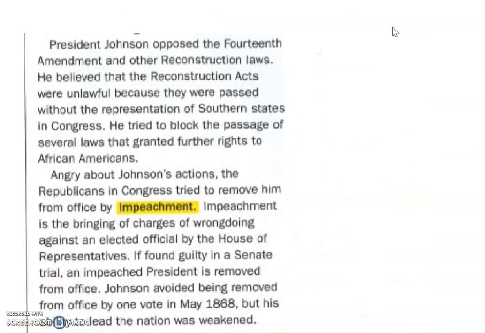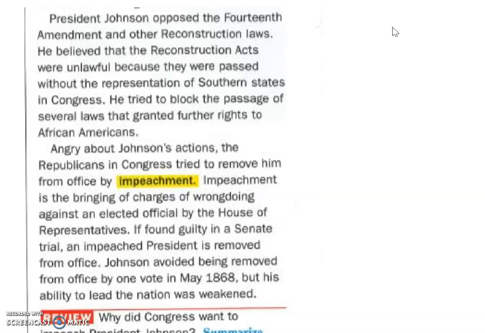President Johnson opposed the 14th Amendment and other Reconstruction laws. He believed the Reconstruction Acts were unlawful because they were passed without the representation of Southern states in Congress. He tried to block the passage of several laws that granted further rights to African Americans. Angry about Johnson's actions, the Republicans in Congress tried to remove him from office by impeachment.